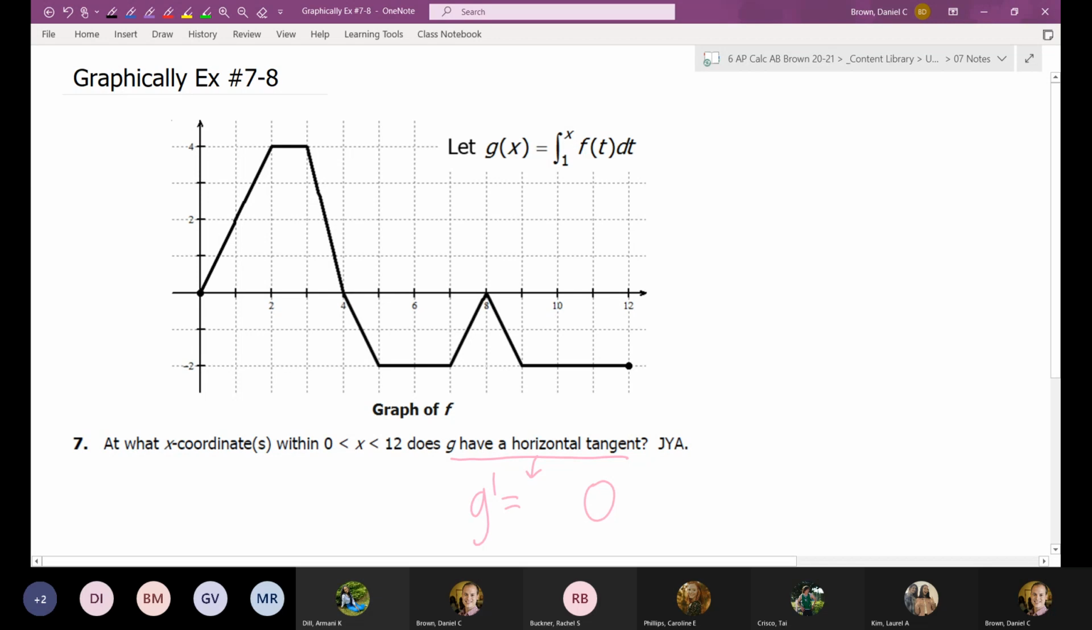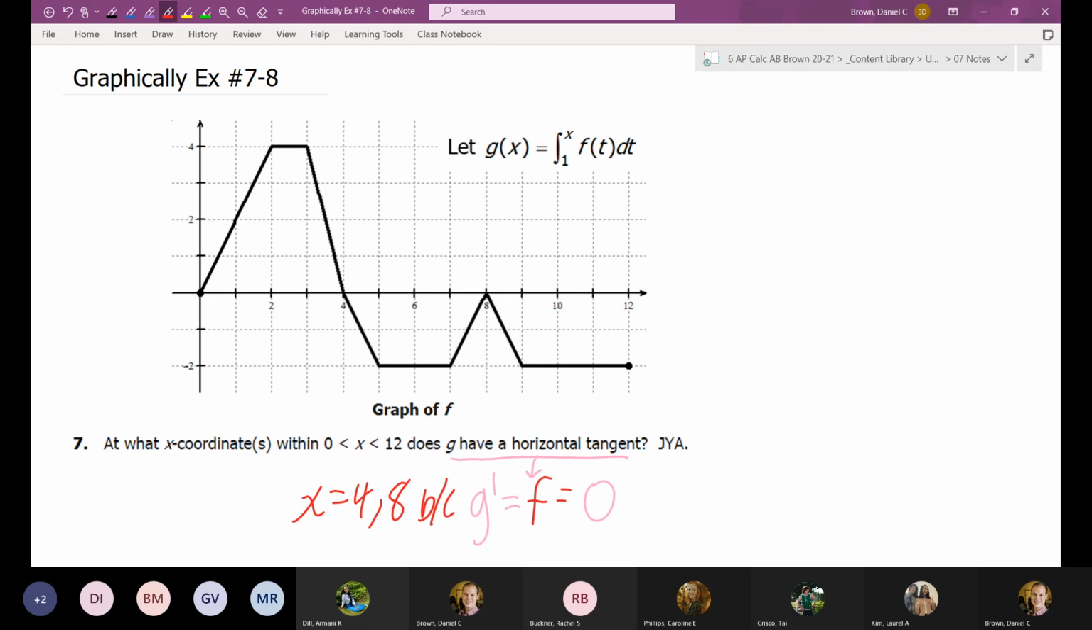I don't know what the graph of g prime looks like, but again, what do we know that g prime is the same thing as? F. Again, that's coming from the derivative of an integral. G prime is the same thing as f. So if I'm looking at where g prime is equal to 0, I'm basically looking at when f is equal to 0. Where is f equal to 0 within the interval from 0 to 12? F is equal to 0 at 4 and 8. I know that's where I have horizontal tangents on g because that's where g prime is equal to f, which is equal to 0.